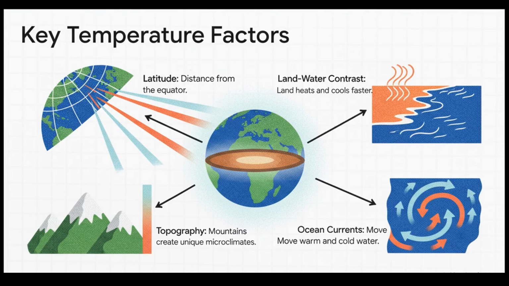The sun's angle is just the starting point. There are four other huge factors that kind of mix together to create the climate right where you live. You've got your latitude, obviously. Then there's the fact that land heats up and cools down way faster than the ocean does. You've got these massive ocean currents acting like a global plumbing system, moving heat all over the place. And finally, topography, the shape of the land, mountains, valleys, that can create its own tiny, unique weather patterns.